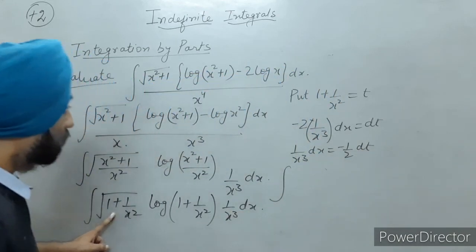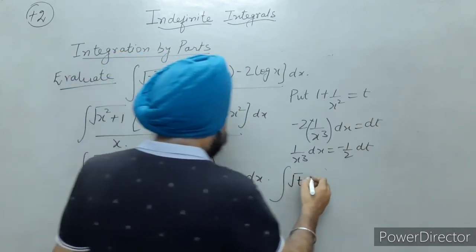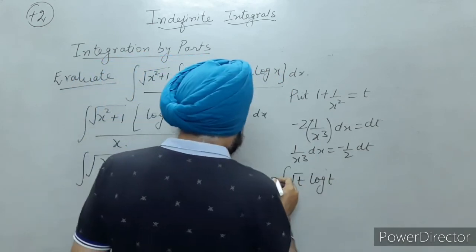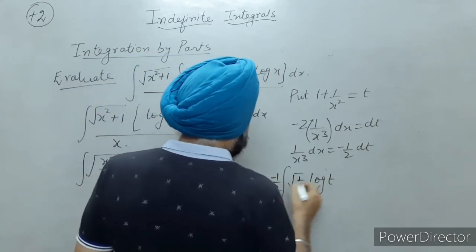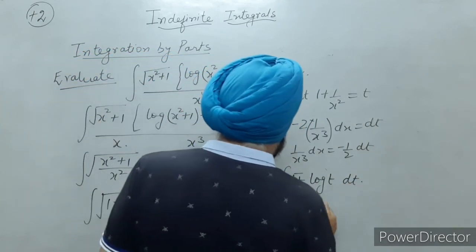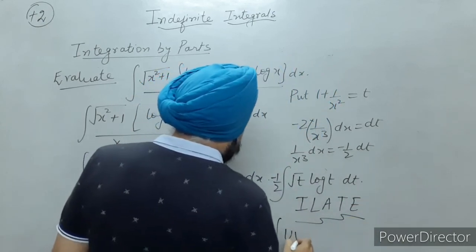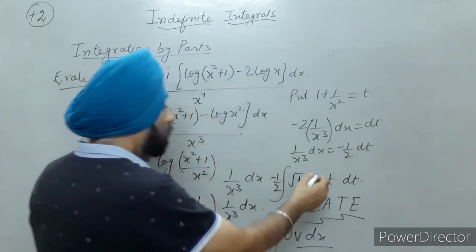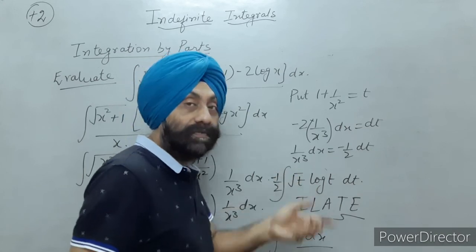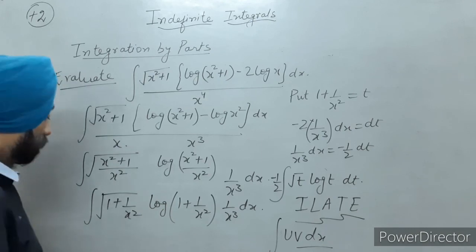Replace this, I get this as under root of t log of t, 1 upon x cube dx is minus half dt. Take this as minus half dt. Now we can use the ILATE rule, and u into v dx can be integrated very easily. Now log is the first function, under root of t is your second function, just integrated like this, right?